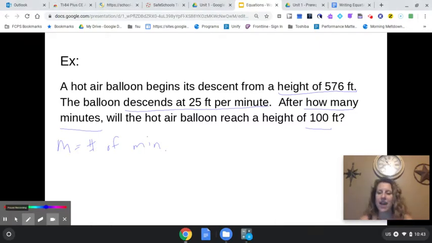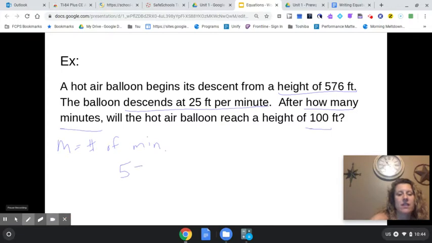Okay, let's go ahead and write our equation. We see that the hot air balloon is at a height of 576 feet. It's descending, so its height isn't going to increase, its height is going to decrease. So we're going to subtract. So descends is a keyword for subtraction.